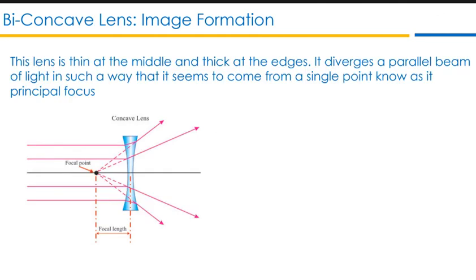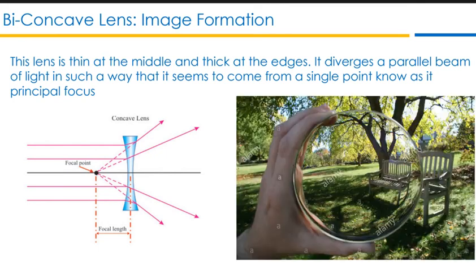The biconcave lens: a parallel beam of light diverges in such a way that the rays of light seem to be coming from one point, and that is called the focal point, or the principal focus. This is an example of how a larger object could be seen as smaller.